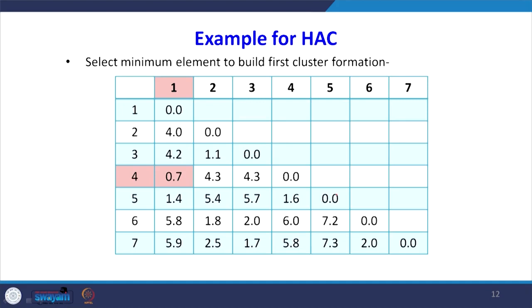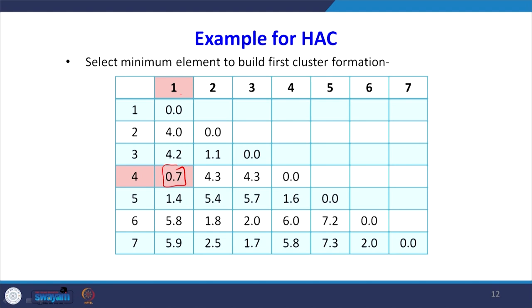After the distance matrix, for the hierarchical agglomerative method, select the minimum element to build the first cluster formation. So among these, find out where there is a minimum distance. So the minimum distance is this one, 0.7. What are the two objects? Between 4 and 1.